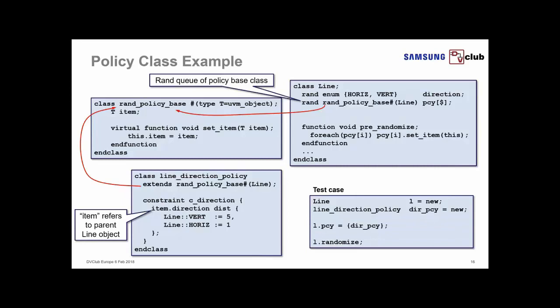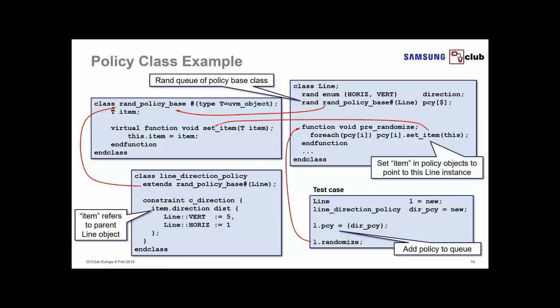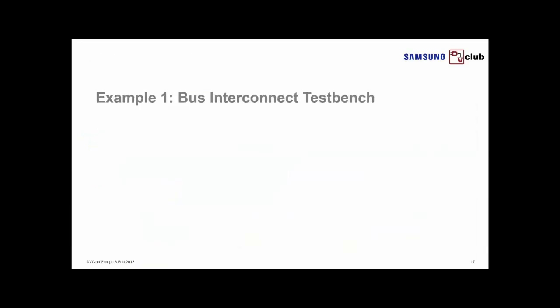To actually use that, here's a simple test case that instantiates the line object. It instantiates the line direction policy class, adds it to the queue, and then when I randomize the line object, the pre-randomize method is going to go through and iterate through all of the policy classes, call this setItem function, which is going to set the item variable in the policy to equal the class handle for the object being randomized. A little convoluted, but follow the arrows and it'll make sense.